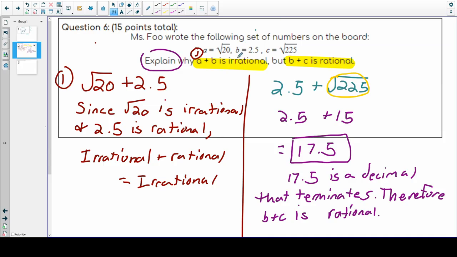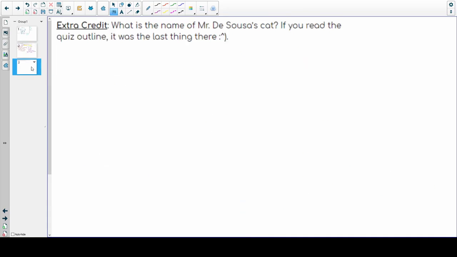Alright, so that's the end of that. Last question. The extra credit. When we gave you the outline to the test, on the very bottom, I posted a picture of my cat, and I told you what my cat's name is. Most of you wrote Miss Fu. That is completely wrong. Miss Fu is another teacher in our school. So, it's not Miss Fu. The name of my cat is Riley.